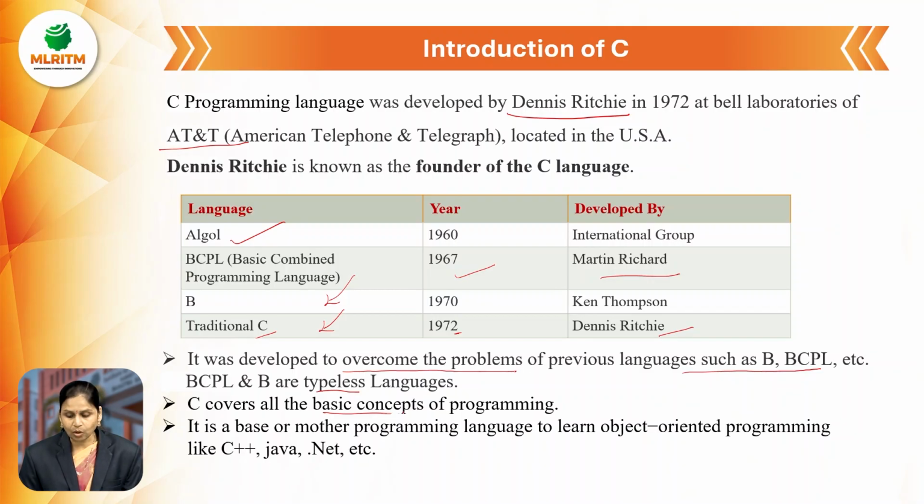C covers all basic concepts of programming languages. The previous languages, Algol, BCPL and B, do not support all the concepts of programming. But Dennis Ritchie modified the previous languages and developed the C language. It contains all the basic concepts of programming. It is a base or mother programming language to learn the remaining languages, object-oriented programming languages like Java, Python, C++. All these are developed based on the C language only. That's why the C language is called the mother of programming languages.